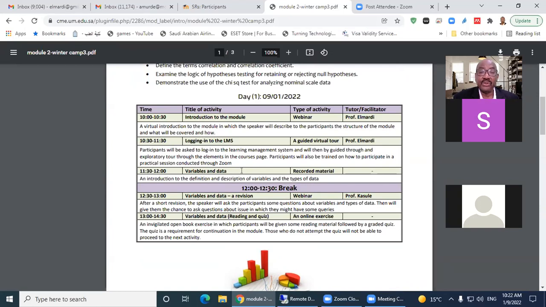In the meantime, you will go and watch the recorded materials about variables and data. And then Professor Omar Kasuli will actually discuss with you what you have already seen in the recorded material. And after you finish that lecture or webinar with Professor Kasuli, there is some reading and quiz material which are online, so you can also attempt. So this is the program for today.